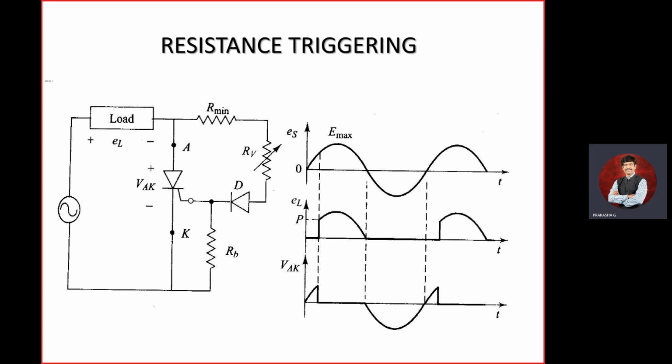Positive, negative, anode, cathode, and we are going to have anode, cathode, and gate. This is your gate. We are going to apply the IG. Positive, negative. This is the load. Positive, negative. We are going to have EL. And this is your ES, that is the supply voltage.